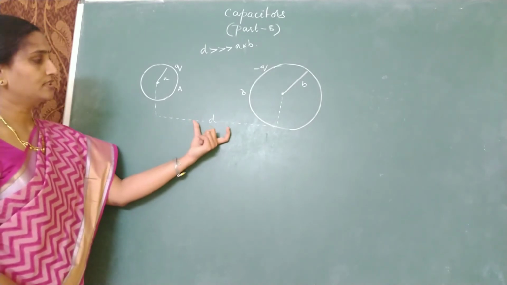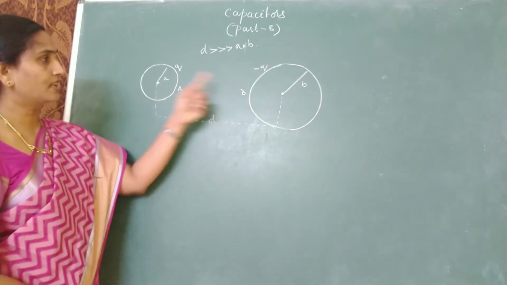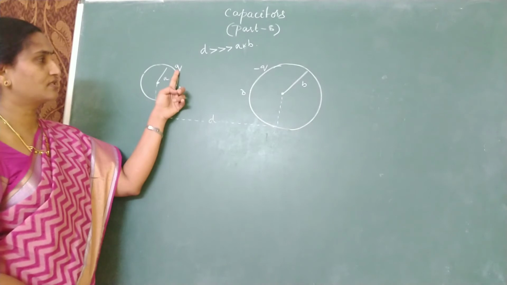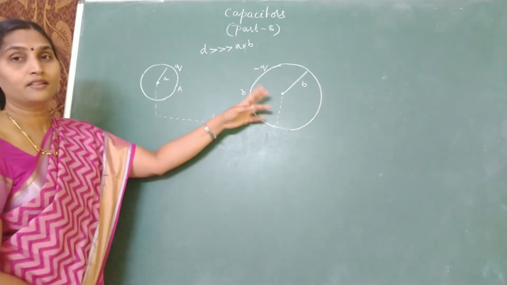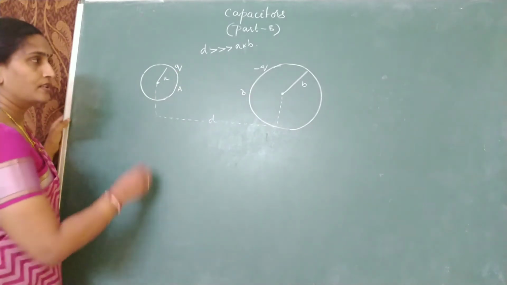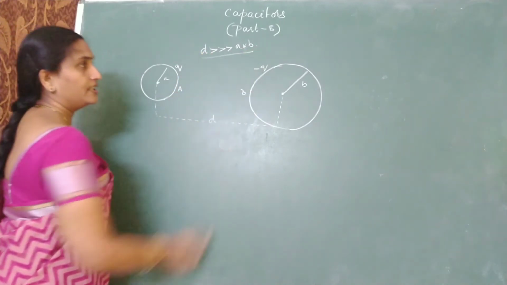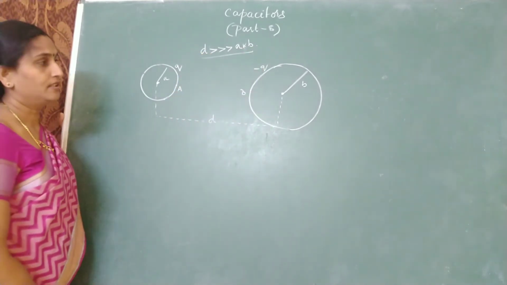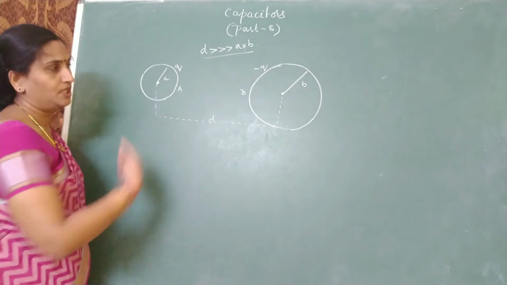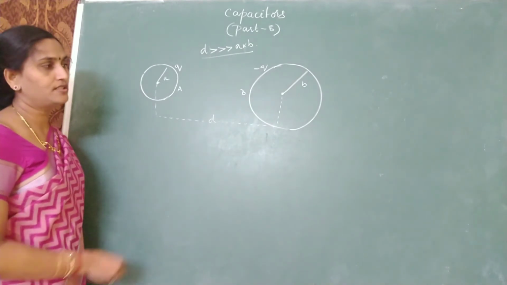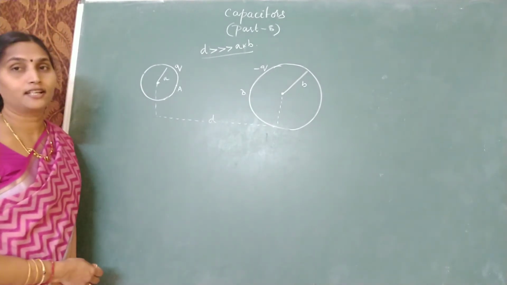If you don't consider that, there will be inductive effects. That means this charge Q will influence B and B will influence A. So that's why this condition is given, take D much greater than A and B. For this type of arrangement, they are asking you to determine the capacitance.